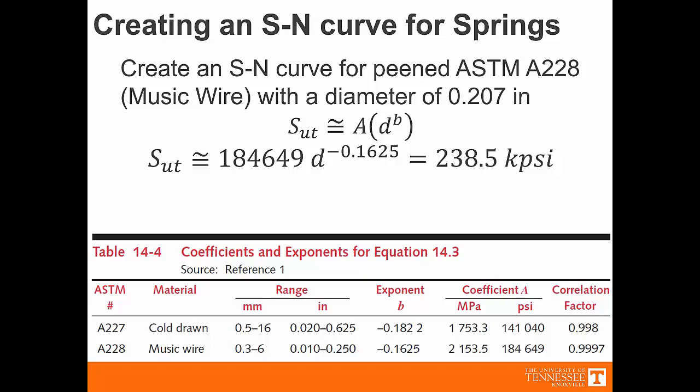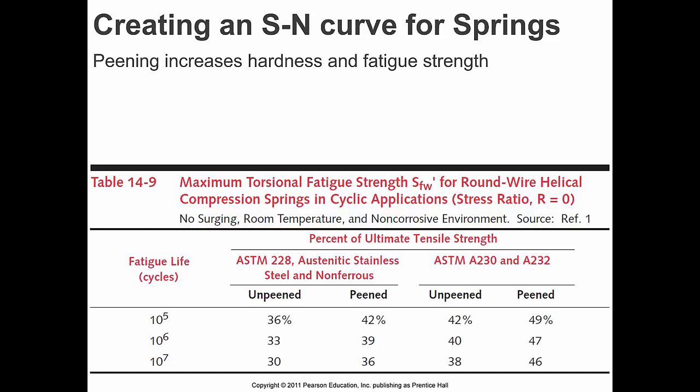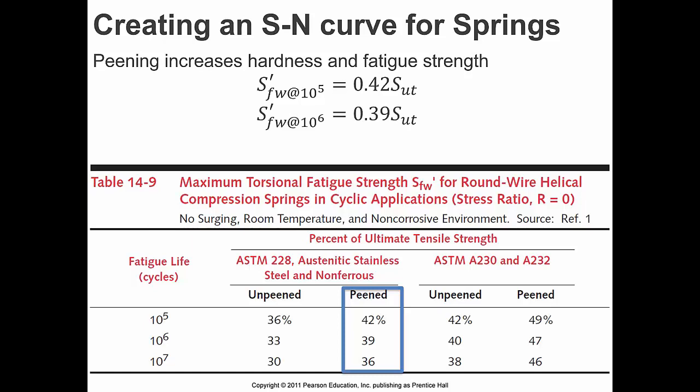Now that we have our ultimate strength, we're going to go to table 14.9, and this spring has been peened, so it's increasing the hardness and strength, and so we're going to use these values, 42, 39, and 36% of the ultimate tensile strength. And so we're going to get 3 values here. We'll get our fatigue strength of the wire at 10,000 cycles, at 1,000,000 cycles, and at 10 million cycles.